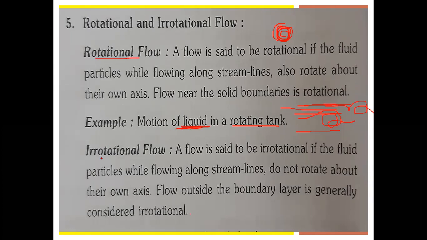Then what is an example of an irrotational flow? A flow is said to be irrotational if the fluid particles flowing along the streamlines do not rotate about their axis. Flow outside the boundary layer is generally considered as irrotational. So whatever water is flowing outside the boundary, generally in the rivers or streams or any pipes, those are nothing but irrotational flows.